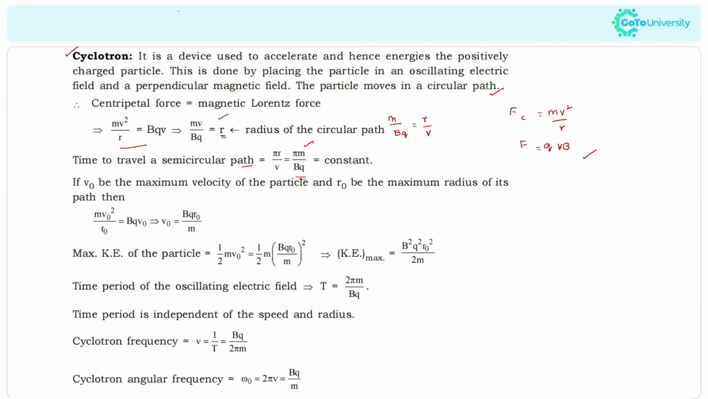Now we are going to study what will happen to the maximum velocity of a particle when it is at the maximum radius of its path. Again, by using the same equation, by equalizing the centripetal and the magnetic Lorentz force, we can write m v naught squared. When it reaches the maximum circular radius, of course it will have maximum velocity, right? So r naught is the maximum radius and v naught is the maximum velocity. Here we can write it as equal to B q v naught. When we simplify this, we get B q r naught divided by m, right?